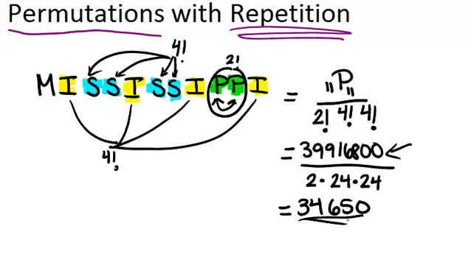34,650. So again, the way you do this is think about as if there were no repetitions first. So 11P11 because there are 11 letters and we're going to pick all 11 of them to rearrange. Then look for any repetitions and divide by the number of letters that are being repeated, factorial. So for the P's, there were 2 P's, so it was 2 factorial. There were 4 I's, so that was 4 factorial, and 4 S's, so that was 4 factorial. There was only 1 M, so we didn't need to do anything for that. Then calculate it out. You can use your calculator or you can do it out by hand. It sort of depends on how big the numbers are, and you can get your answer.